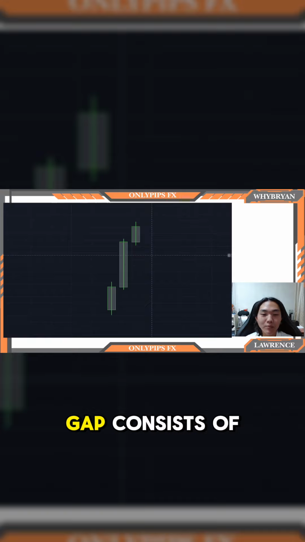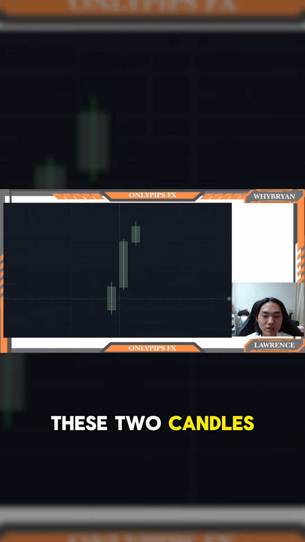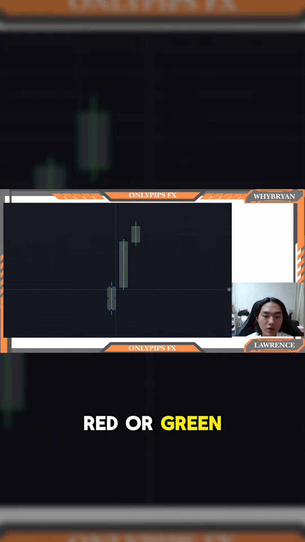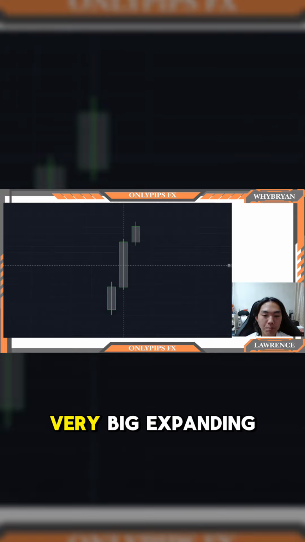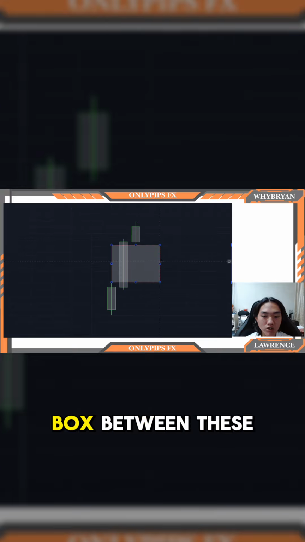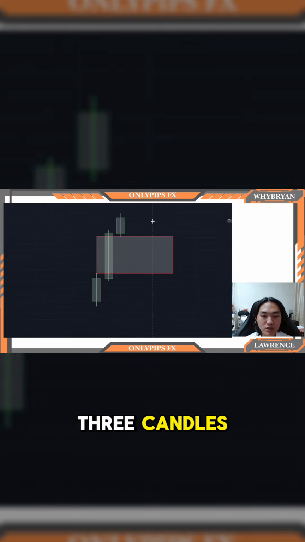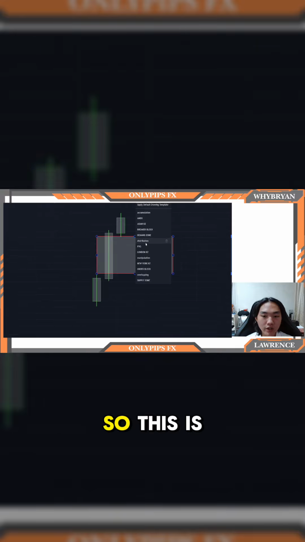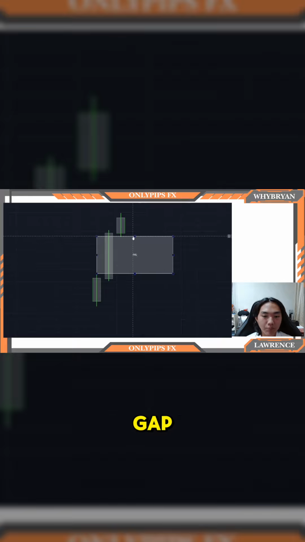A fair value gap consists of 3 candles. These 2 candles can either be red or green. So what we are looking at now is actually a bullish fair value gap, wherein in an uptrend, you have a very big expanding candle. So we have these 3 candles. You want to take out your box and draw a box between these 3 candles. So this is your fair value gap.